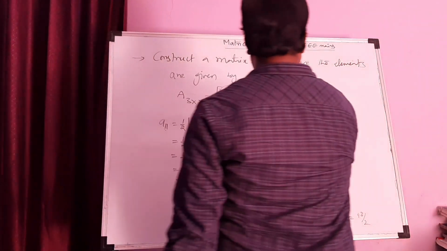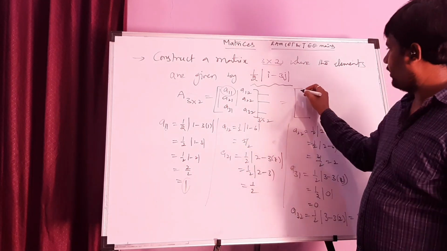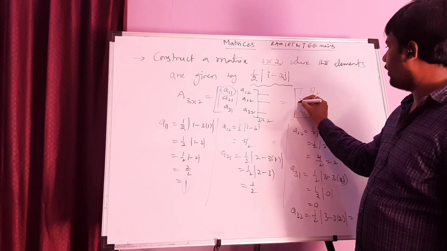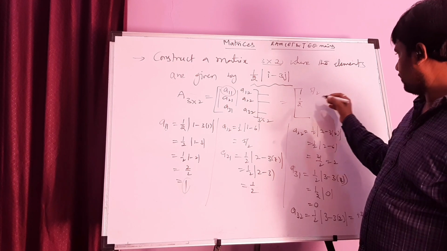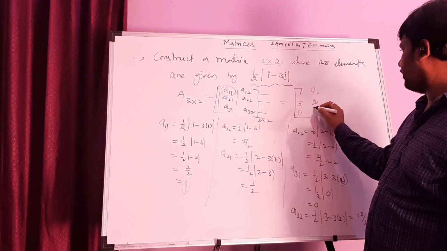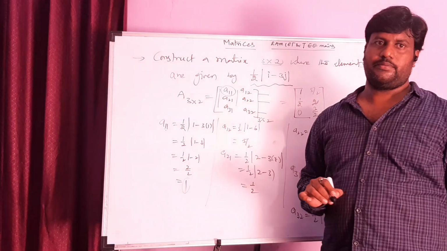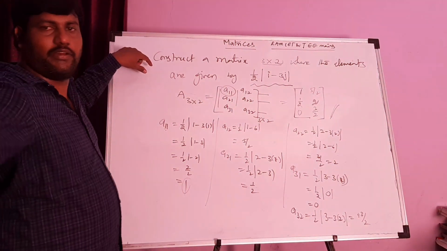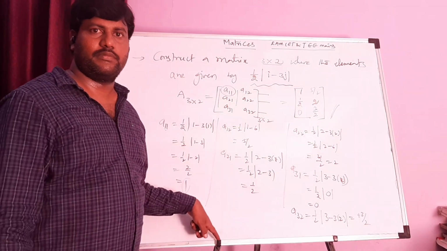Now I am replacing each one, and the matrix becomes a 3 by 2 matrix: the first, a11, we get 1, a12 we get 5 by 2, then a21 we get 1 by 2, a22 we get 2, a31 we get 0, a32 we get 3 by 2. Now this is the answer for this example. This is very important, how to construct a matrix of 3 by 2. Just note it down.